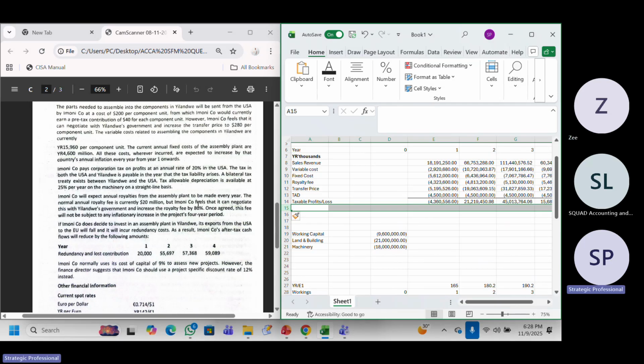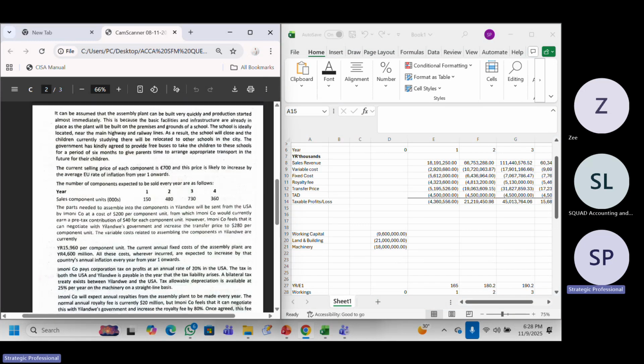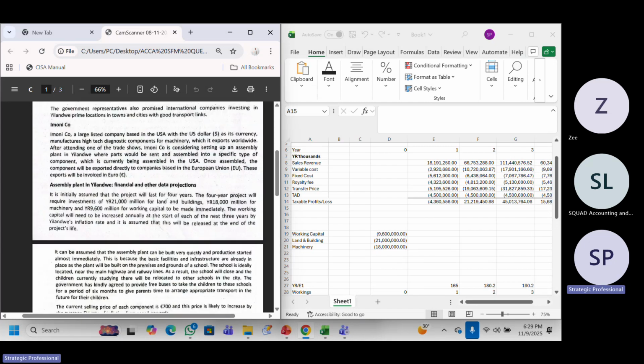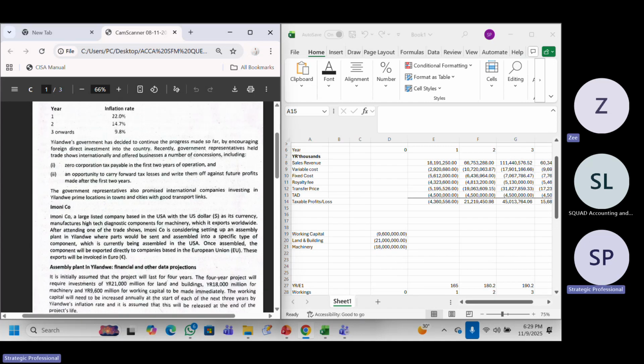Let's read that tax part. They said, the monetary tax charge in the first year and second year. Yes, that's the one I'm looking for. Which paragraph is that? Just go up. Okay. They said an opportunity to carry forward tax losses and write them off against future profits made after 2 years.